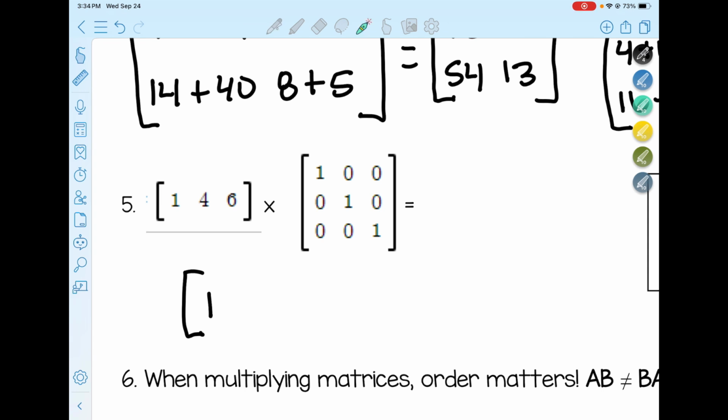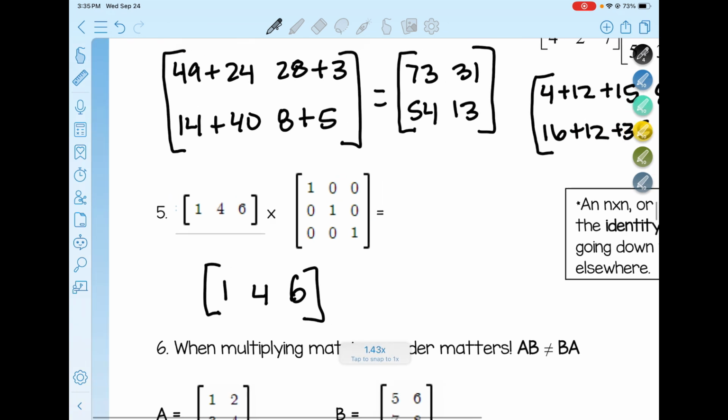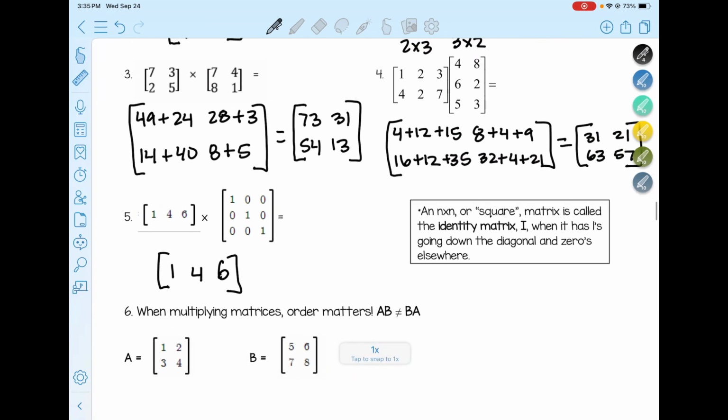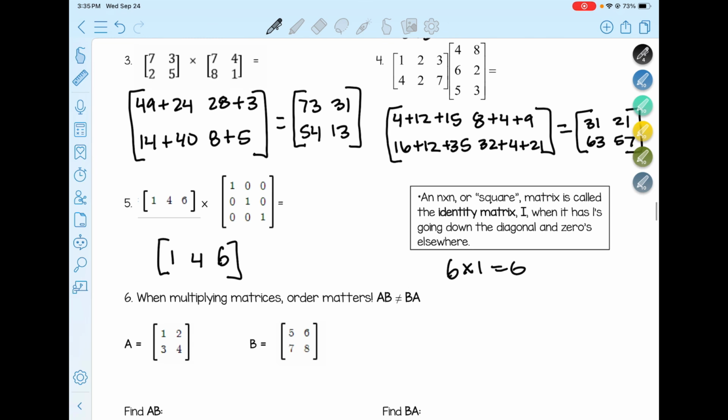Now we're going to do the same thing, but with the same row times the next column. So I go 1 times 0, which is 0, 4 times 1, which means I get 4, and then 6 times 0, which still keeps me at 0. Doing the same thing with that last one, I go 1 times 0, which is 0, 4 times 0, which is 0, and then 6 times 1, which is 6. So basically, this identity matrix is equivalent to multiplying by 1. Like if we did 6 times 1, we get 6. It's the same thing, but in matrix form.